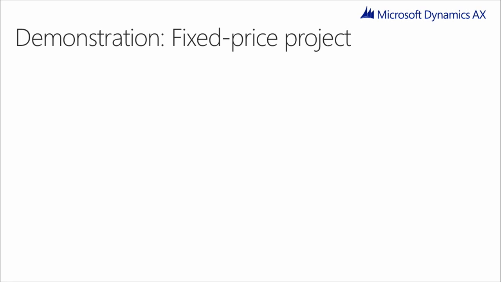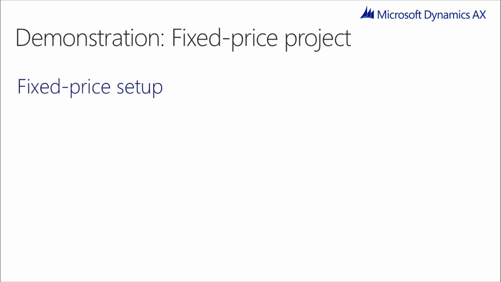Now let's take a look at an example of a fixed price project type. We'll look at a simple example where the invoicing of the contract value results in invoiced revenue. In the advanced project accounting course, we'll cover advanced topics in revenue recognition for fixed price projects, such as recognizing revenue on a completed contract or a percentage of completion basis.